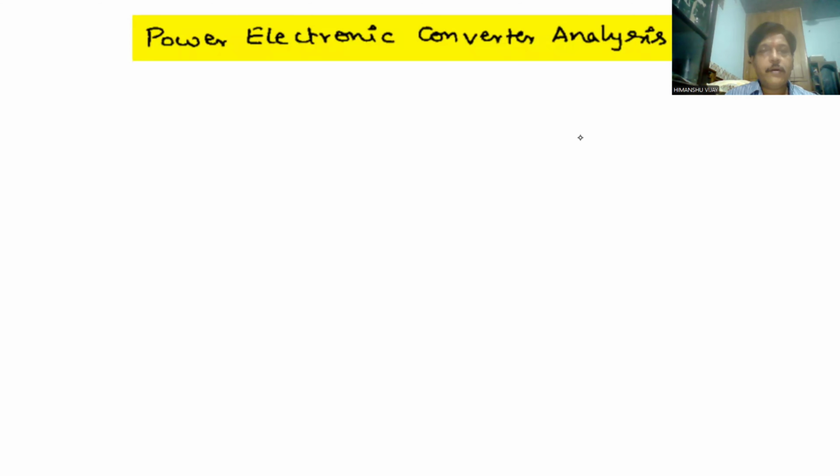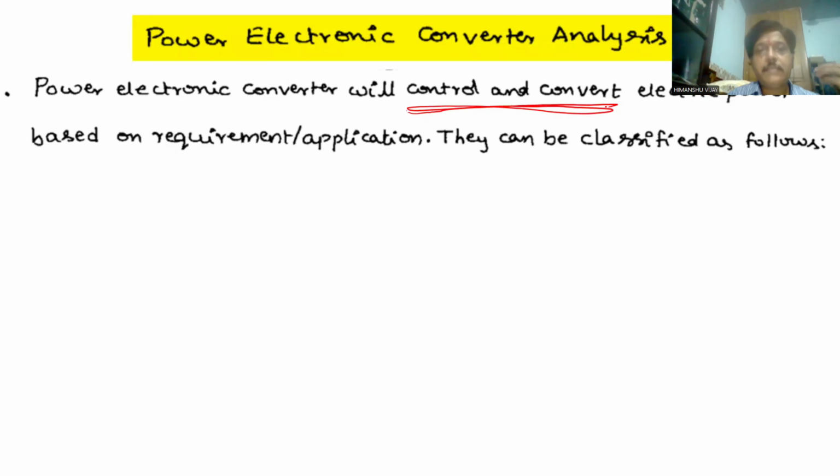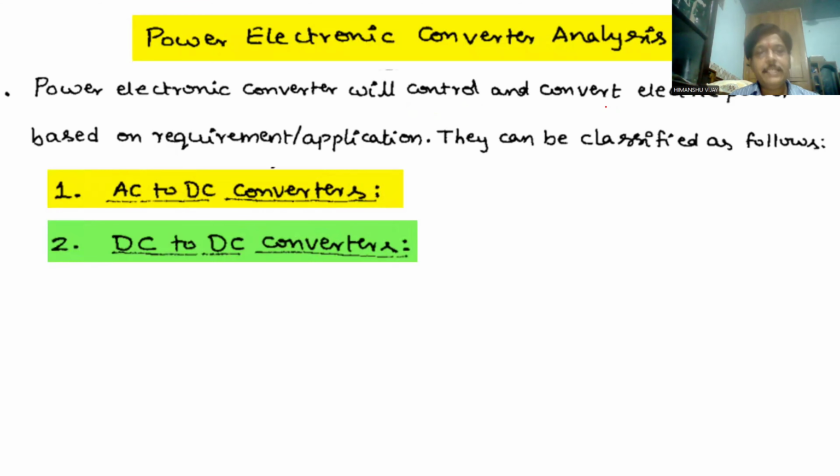First of all, how to discuss the different types of converters. What is the meaning of converters? What is the function of a converter? A converter is a device which is used to control and convert electric power based on the requirements and applications. Accordingly, the converters can be classified as AC to DC converter.